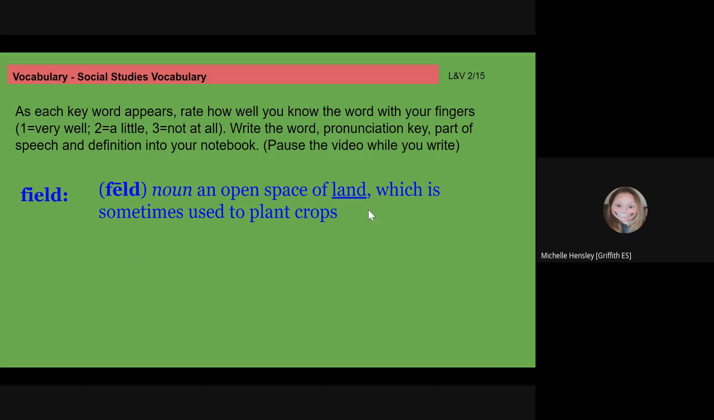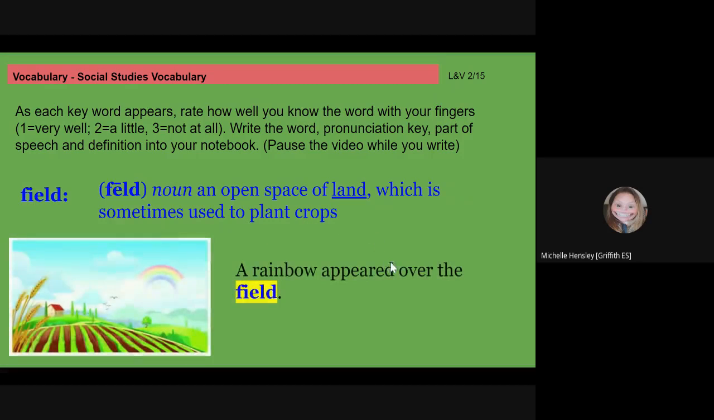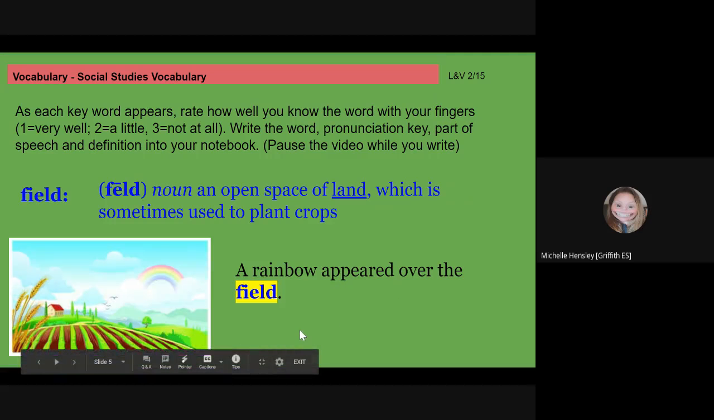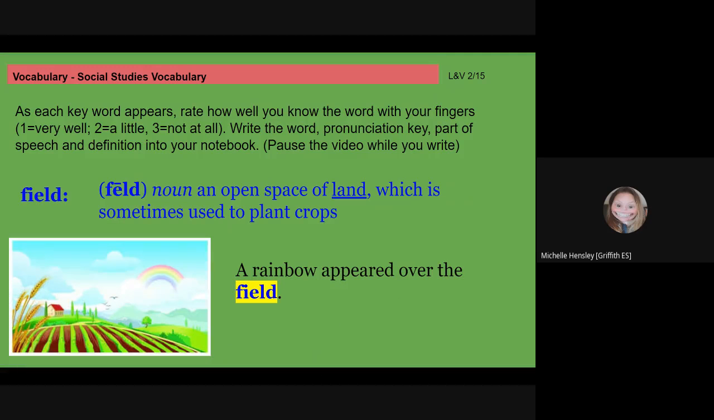Field is one syllable. It's a noun, and it means an open space of land, which is sometimes used to plant crops. Okay, so a field is just an open space of land. Okay, we have a field at school that we play on. It's that grass area out by the playground. That's a field. It's an open space of land. When you're talking about a farmer's fields, then you're usually talking about areas where they plant crops or they have animals grazing. Okay, field. A rainbow appeared over the field. How are you feeling about the word field? Did you get it all written down? If not, go ahead and pause. We're going to move on.